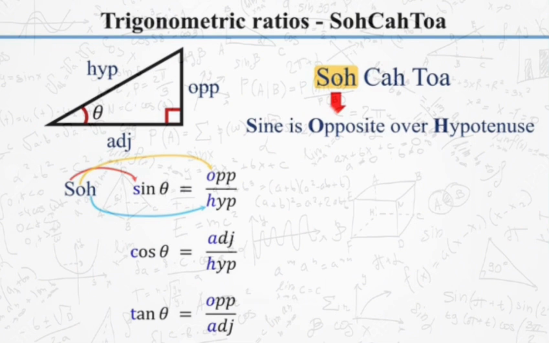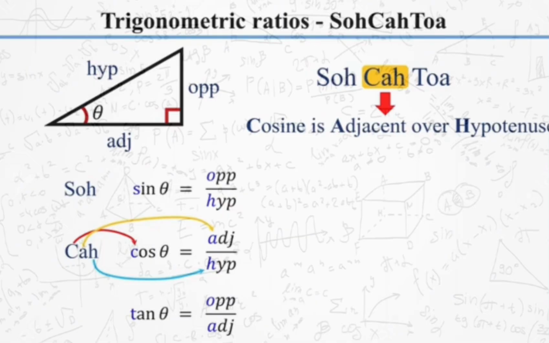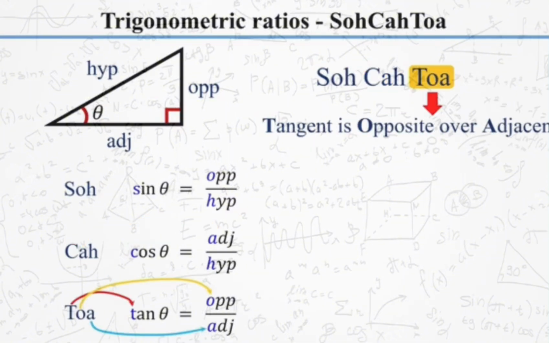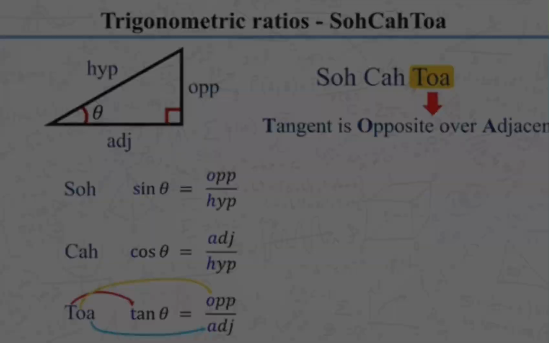The second 3 letters represent the cosine ratio. C is for cosine, A is for adjacent, and H is for hypotenuse. This tells us that cosine is adjacent over hypotenuse. The last 3 letters represent the tangent ratio. T is for tangent, O is for opposite, and A is for adjacent. This tells us that tangent is opposite over adjacent. Let's go on to the examples.